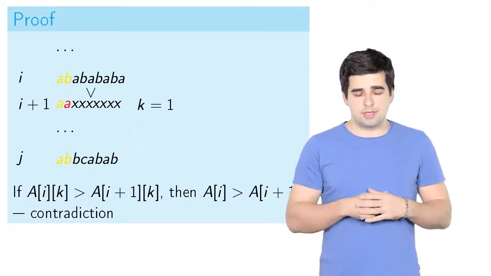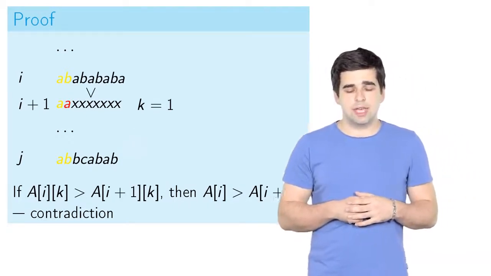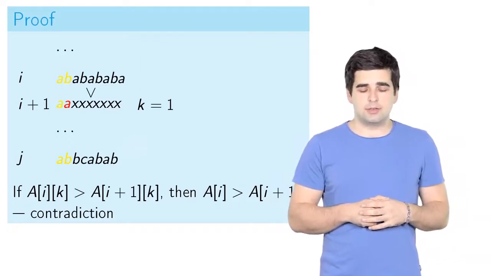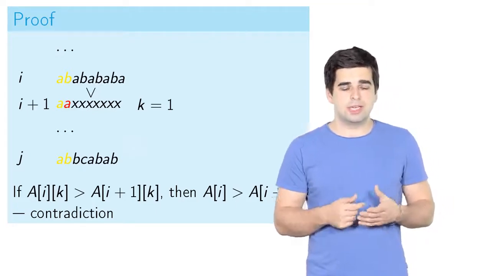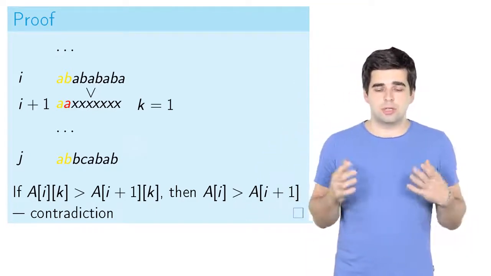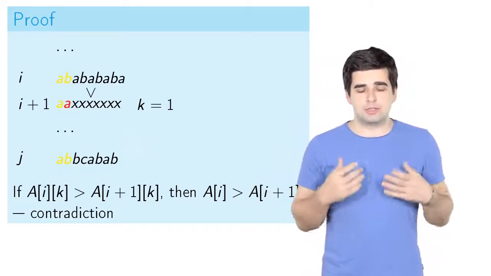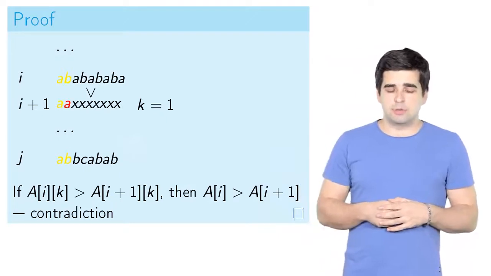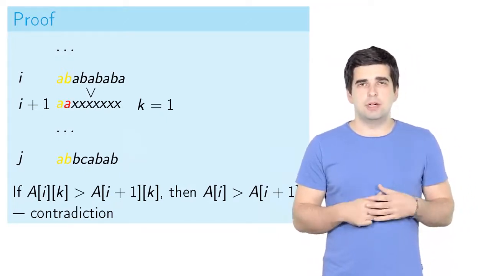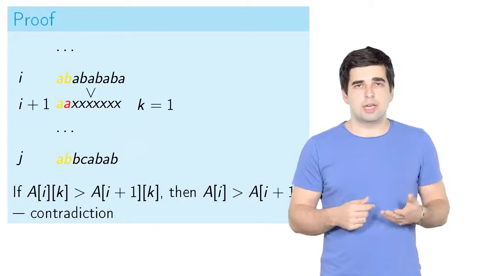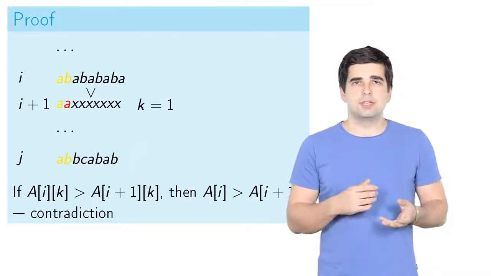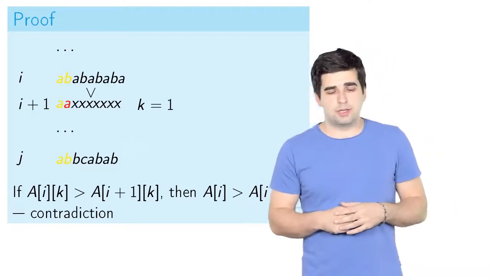Another case is that this character is less than the corresponding character in both strings i and j. But in this case, it immediately follows that A_i is bigger than A_{i+1}, which again contradicts the suffix array property. So in all cases, we found a contradiction, and so it is not possible that the longest common prefix of i and j is bigger than the longest common prefix of i and i+1. And we proved the LCP array property, because for the symmetric case, the proof is analogous.